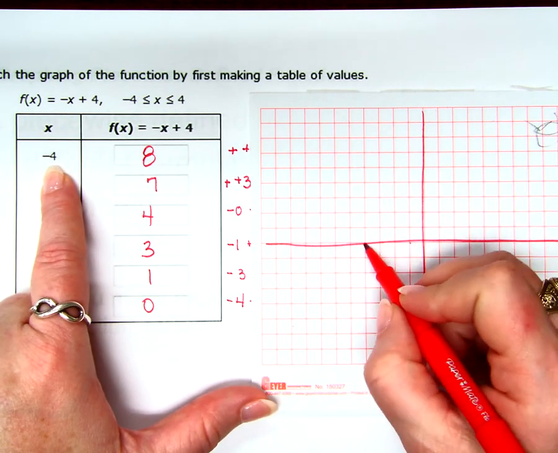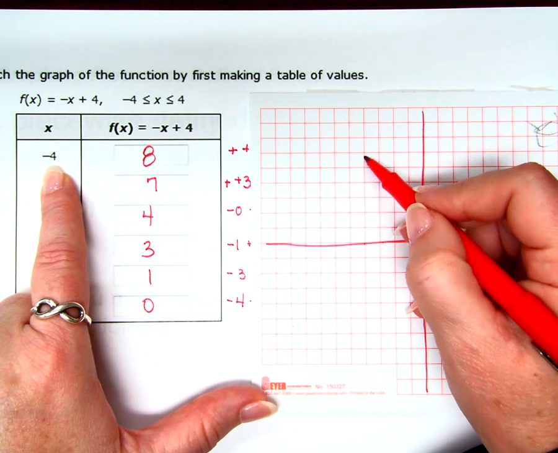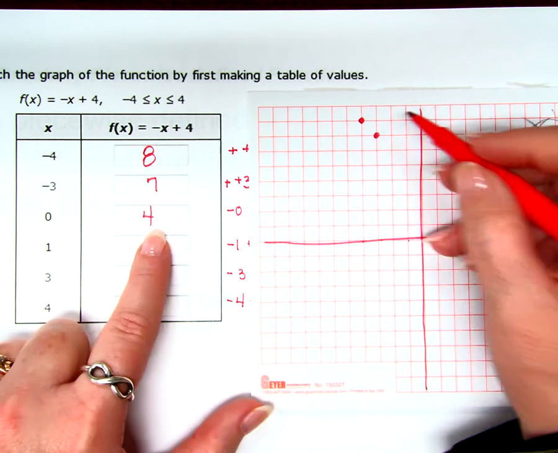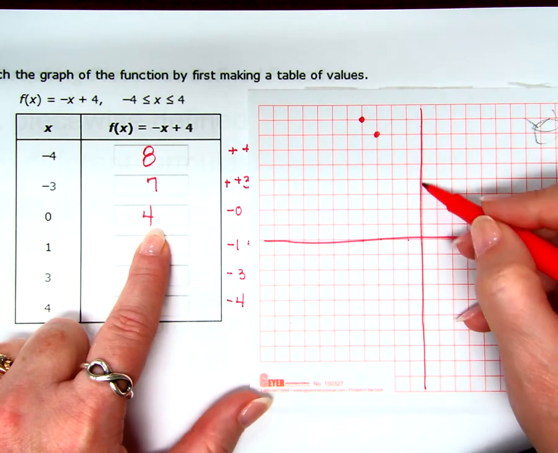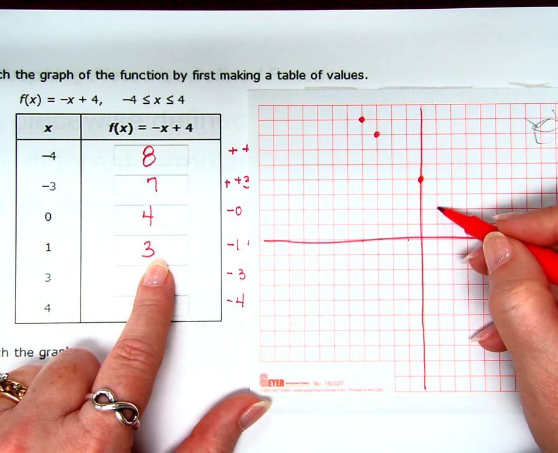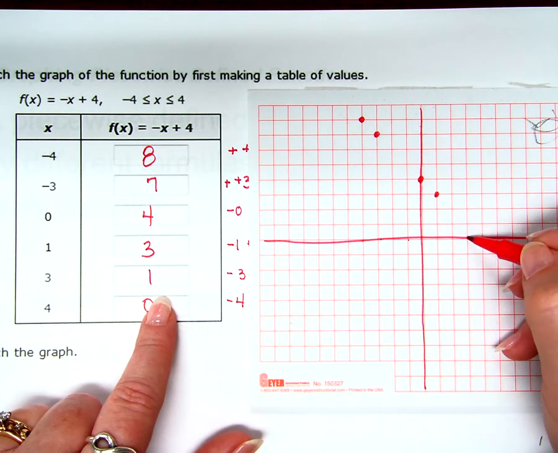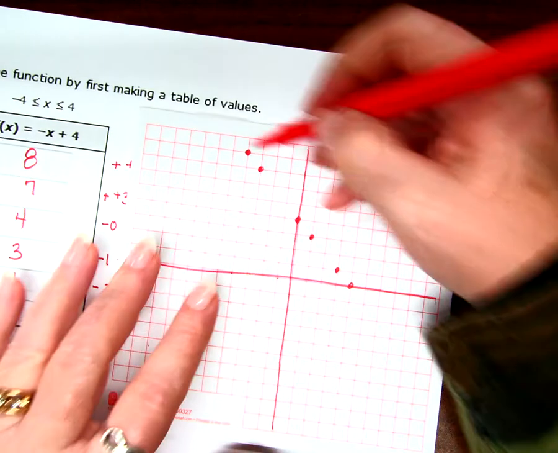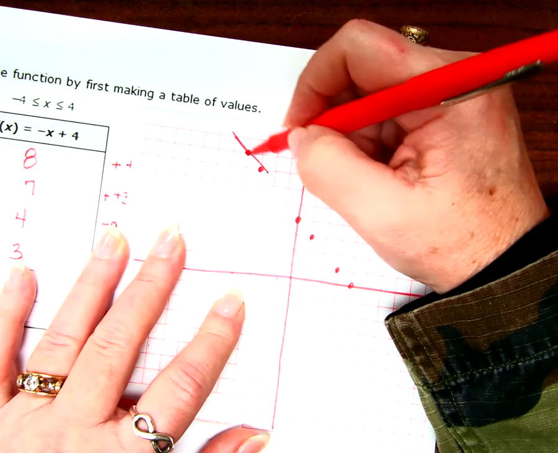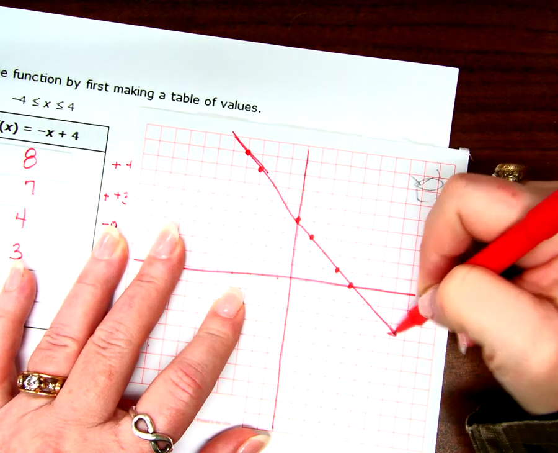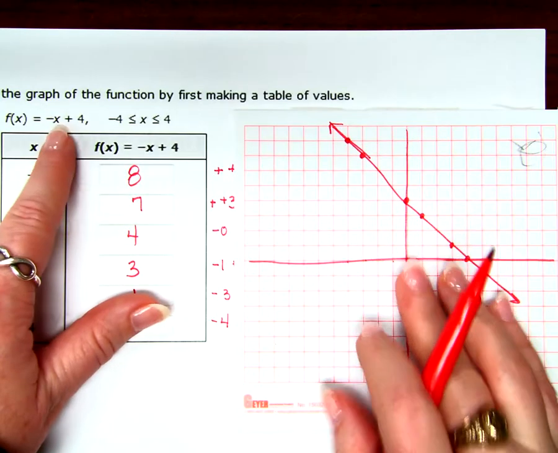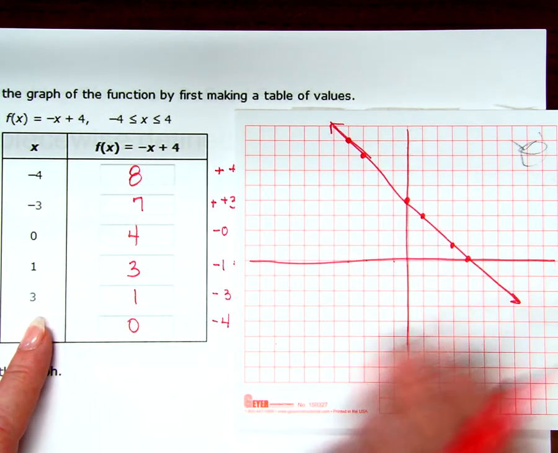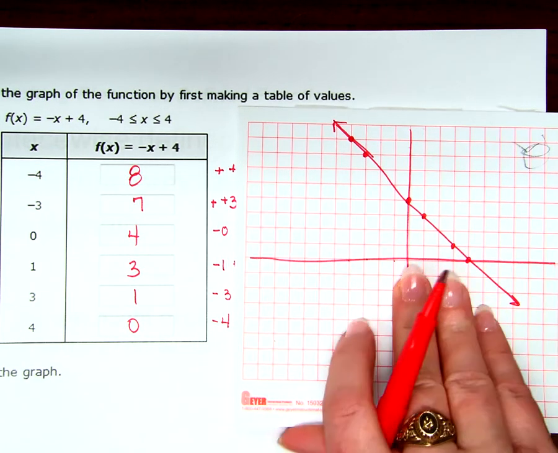-4, 1, 2, 3, 4, 8. 1, 2, 3, 4, 5, 6, 7, 8. If x is -3, y is 7. If x is 0, y is 4. If x is 1, y is 3. If x is 3, y is 1. And if x is 4, y is 0. Okay? Hopefully you can see that that makes a line. We knew it was going to be a line because it didn't have any exponents here in our problem. And there's no other symbols like radicals or anything like that. Okay, so there's our line. That's the sketch of our graph.